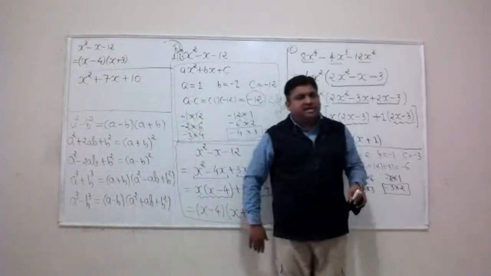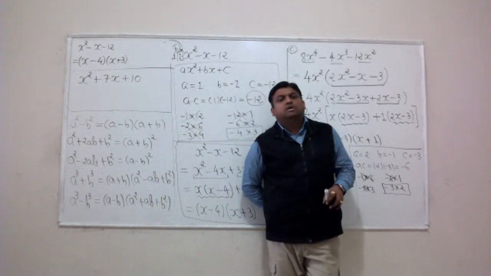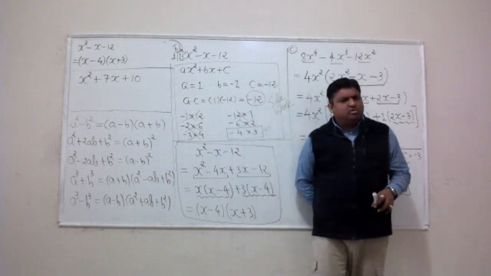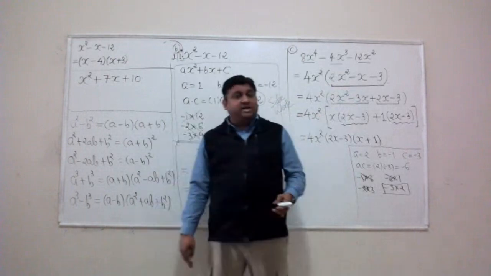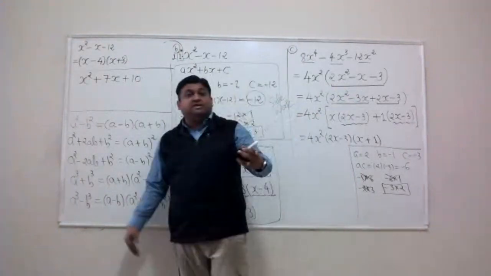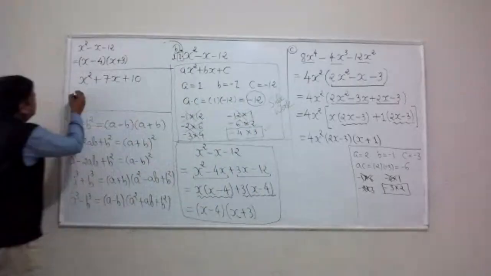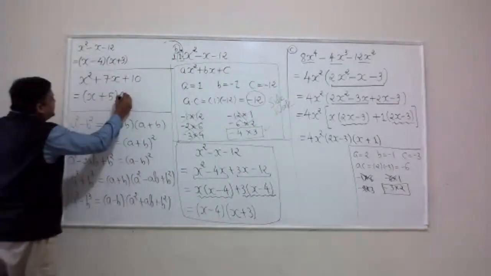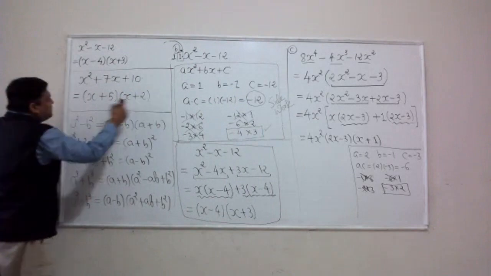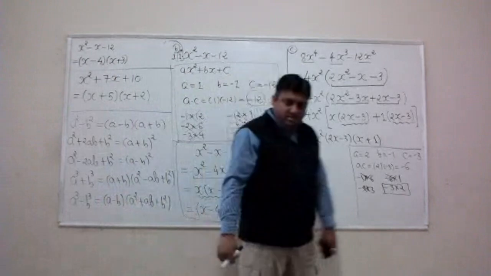Well, what are the factors of 10? 10 times 1, negative 10 times negative 1, 2 times 5, and negative 2 times negative 5. Does any of them add up to 7? You would say 2 and 5, right? Positive 2 and positive 5, they add up to 7. The factorization would be (x plus 5)(x plus 2). These are the two factors that I had, right?